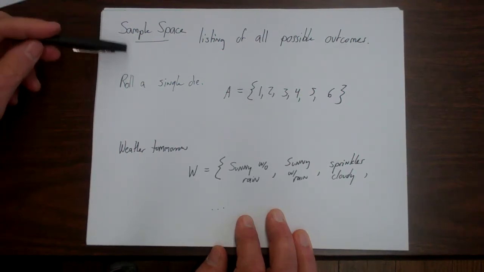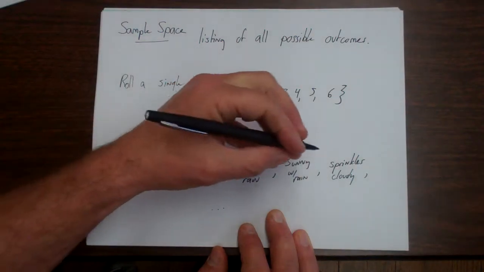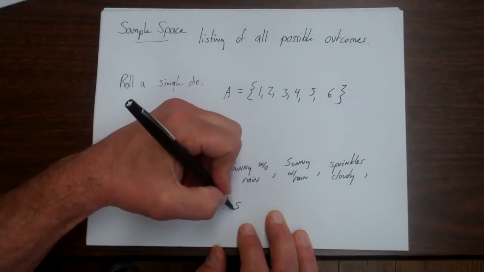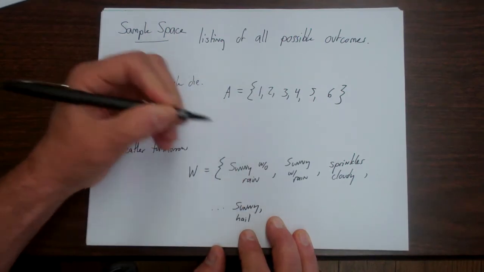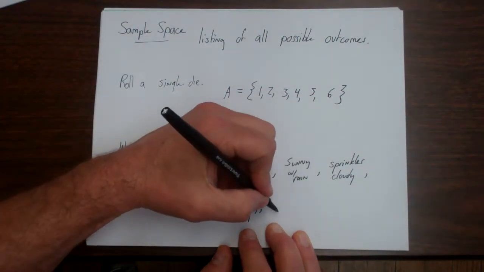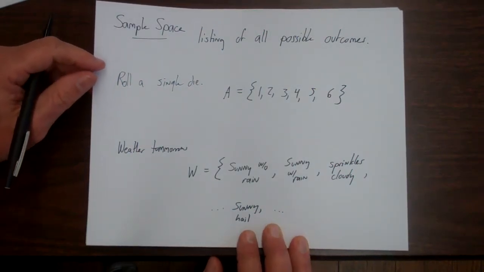So to literally list the sample space is sometimes almost impossible, right? Because even though it's not likely tomorrow, it could be sunny and hail tomorrow. And if that's possible, you have to include it in the sample space. So that's the idea of a sample space. Sometimes they're not so hard.